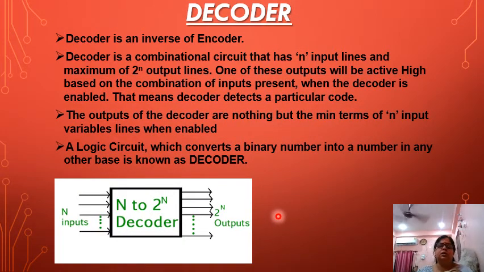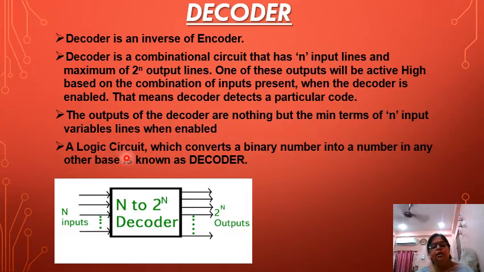Now, what is a decoder? We have learnt about the encoder, and now we are going to know what a decoder is. A decoder is just the inverse of an encoder. A decoder is a combinational circuit that has n input lines and a maximum of 2^n output lines. One of these outputs will be active high based on the combination of inputs present. When the decoder is enabled, it decodes a particular code. The outputs of the decoder are nothing but the minterms of the n input variables when enabled.